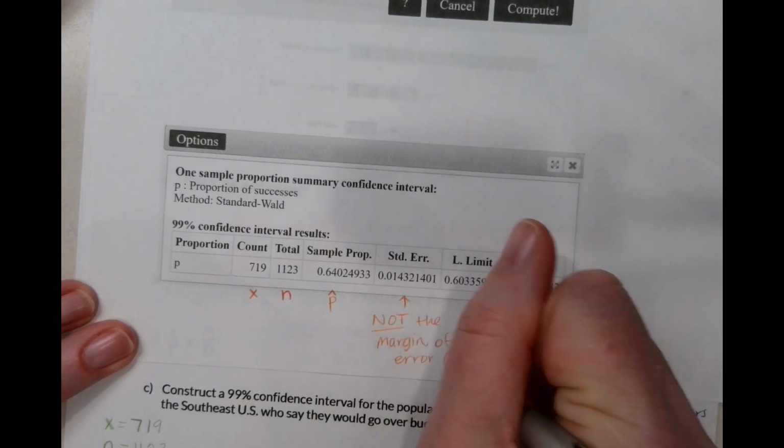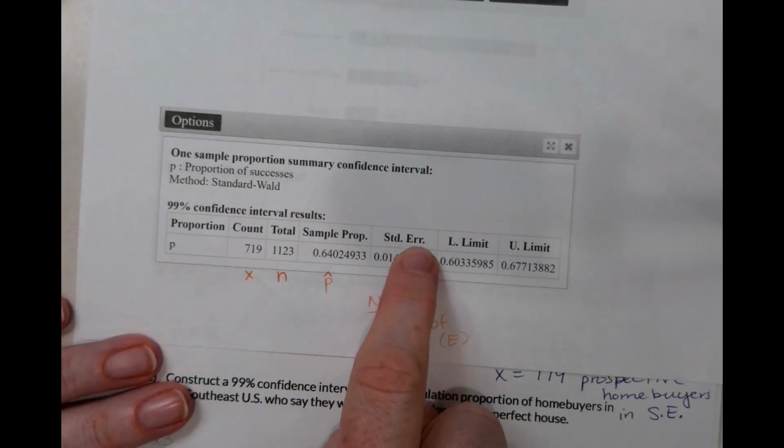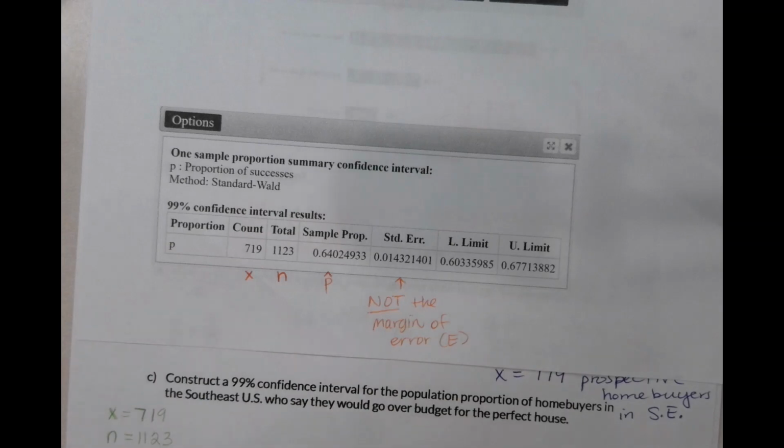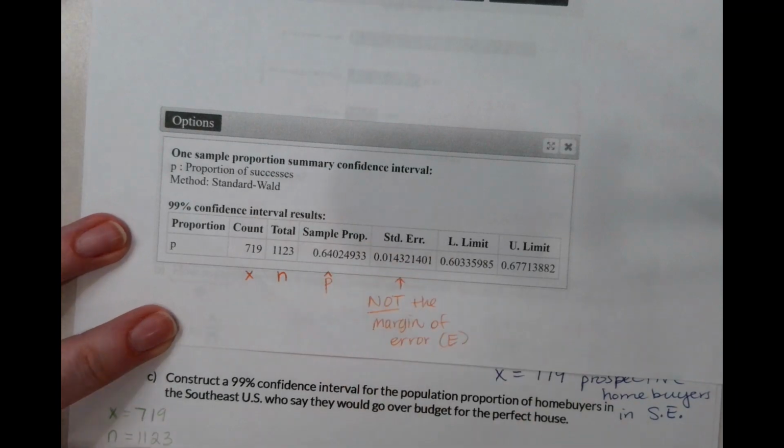So we've been using a capital E for that. This is not this. The standard error, that would be how the standard deviation of the sampling distribution of sample proportions would be calculated. That would be the standard error. But we're not doing that. We're not looking for that. We're not calculating that. I just don't want you to end up using that number as the margin of error.